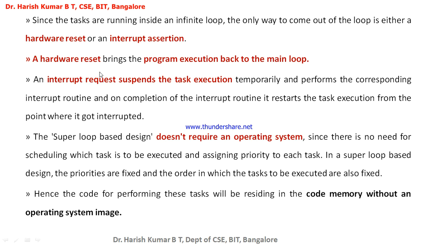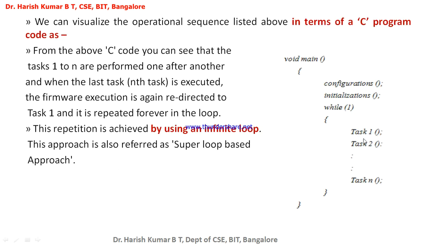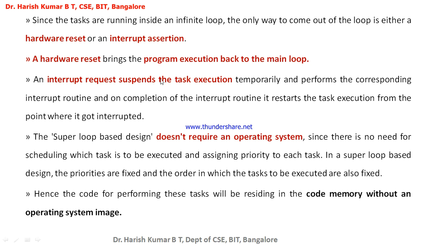Now hardware reset, what it will do, it will bring the program execution again. Say the program is executing somewhere here in between. Now when you do the hardware reset, the program execution will start again from the first task. So that is what hardware reset is, and it can also be done by using the interrupt request.